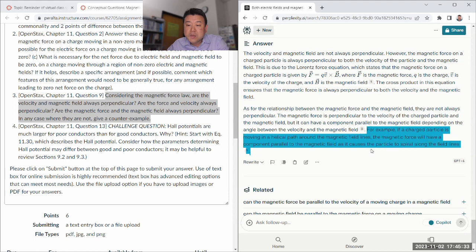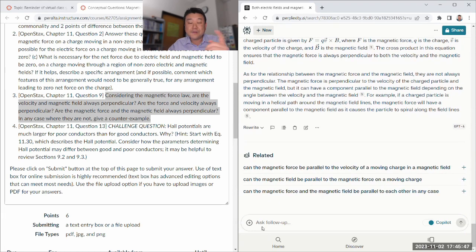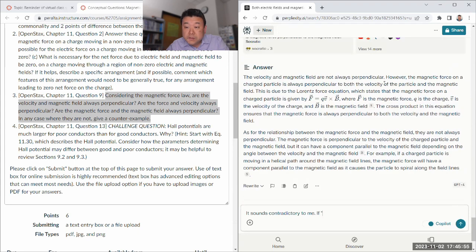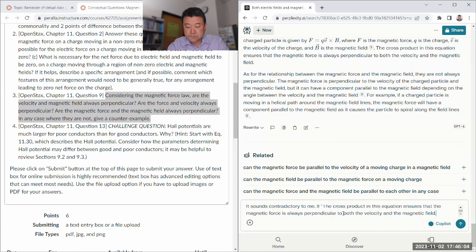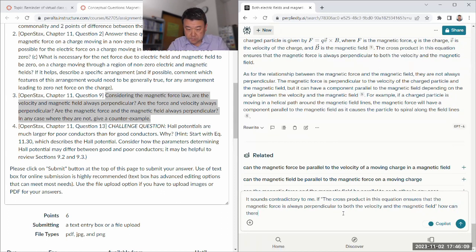In this case, there's a component of velocity that's parallel to the magnetic field. So let me ask a follow-up question. It sounds contradictory to me: if the cross product ensures this, how can there ever be a component parallel to the magnetic field? The spiral is happening through the component of the velocity that's parallel to the magnetic field, not the component of force. There can't be a component of the magnetic force.